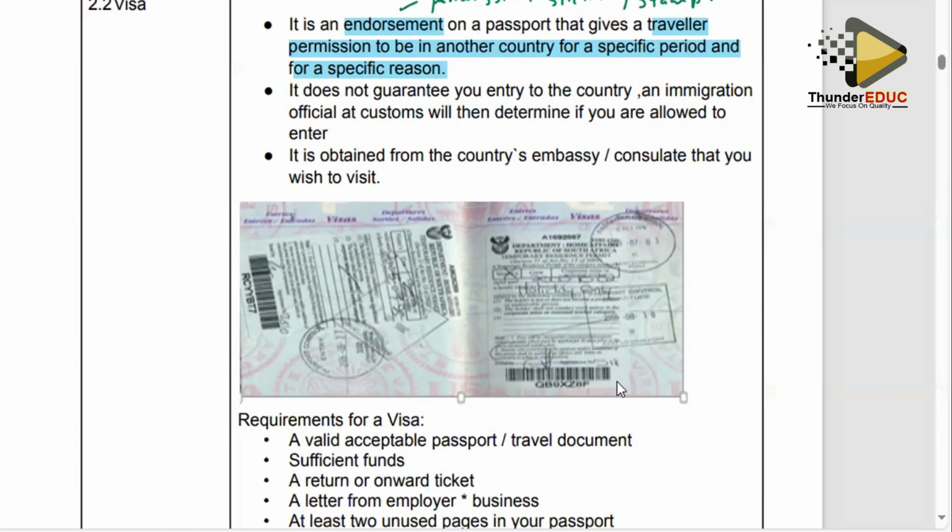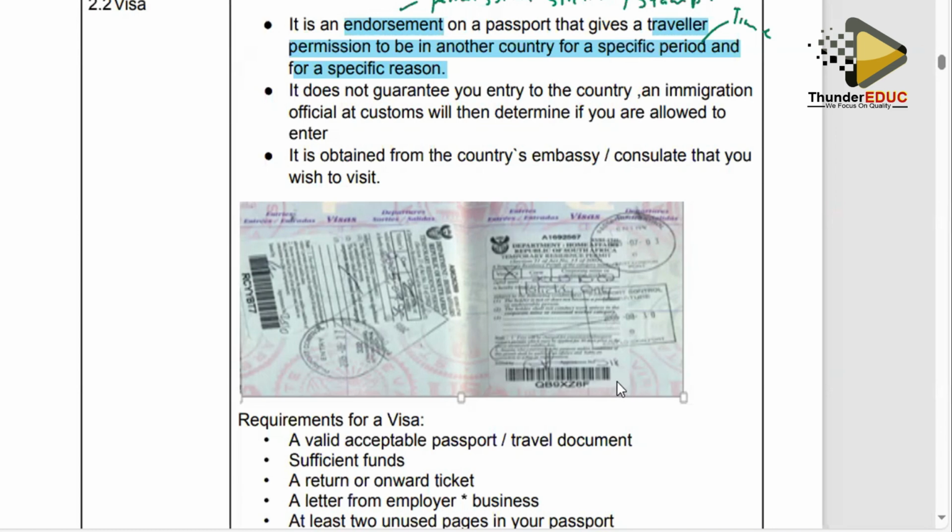In addition to that, a visa also states the period. How long are you going to stay in that particular country? It actually states the time or the period. Is it for a month? Is it for 30 days? Is it for 90 days? Or is it for a period of 5 years? So a visa also states that particular thing.